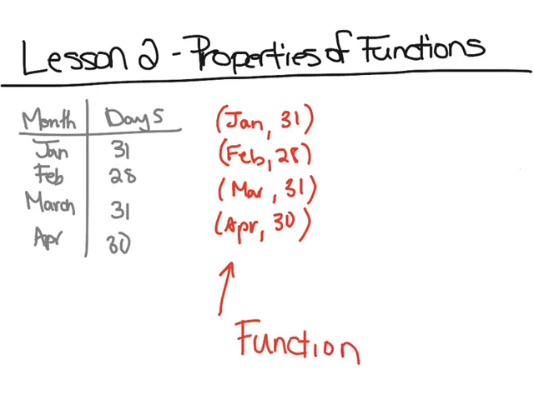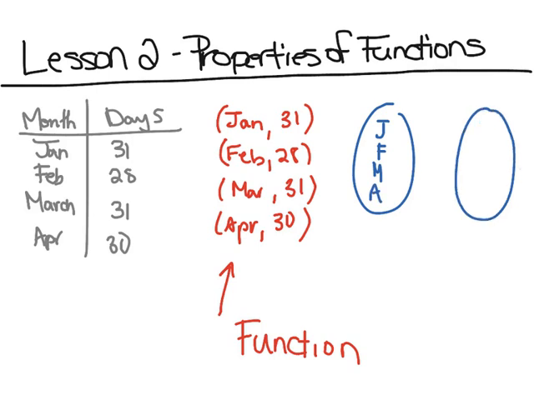And just to check, we're going to write it as a circle. So in the circle we have January, February, March, April, and we've got a 28, a 30, and a 31. So January goes to 31, February goes to 28, March goes to 31, and April goes to 30. So as you can see, 2 different things are going to 31, but that's all right because there's only one answer for January and there's only one answer for March. So as long as the domains don't repeat, it is a function. So the ranges can repeat.